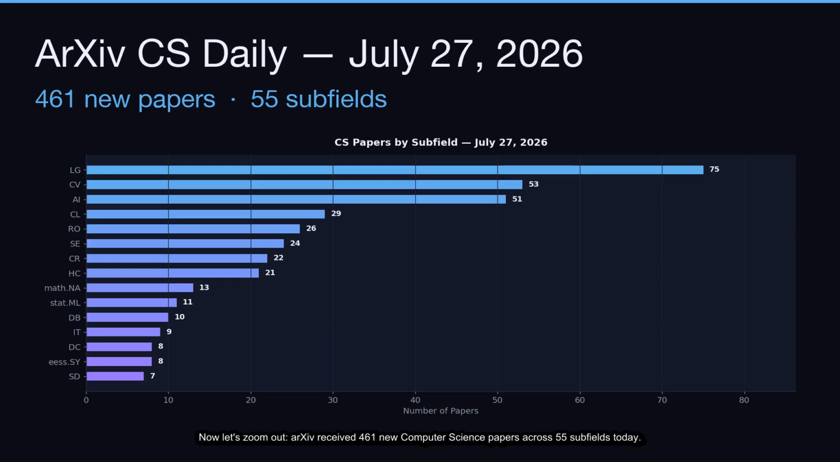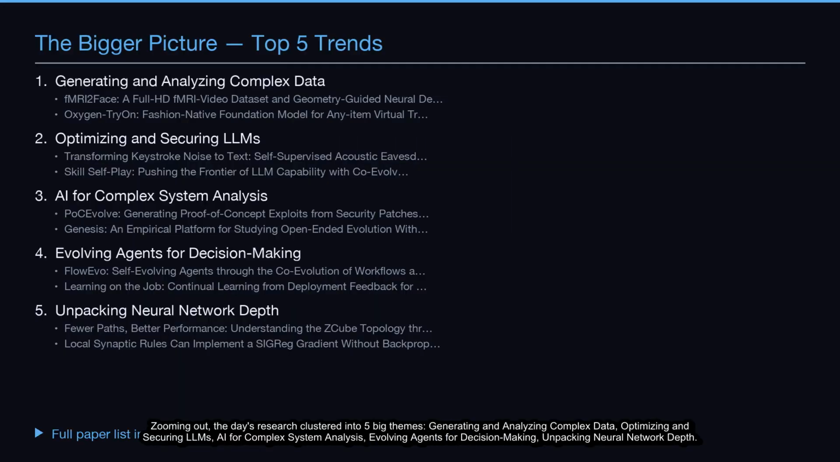Now let's zoom out. ArXiv received 461 new computer science papers across 55 subfields today. Here are the trending areas shaping the field. Zooming out, the day's research clustered into 5 big themes: generating and analyzing complex data, optimizing and securing LLMs, AI for complex system analysis, evolving agents for decision-making, unpacking neural network depth.